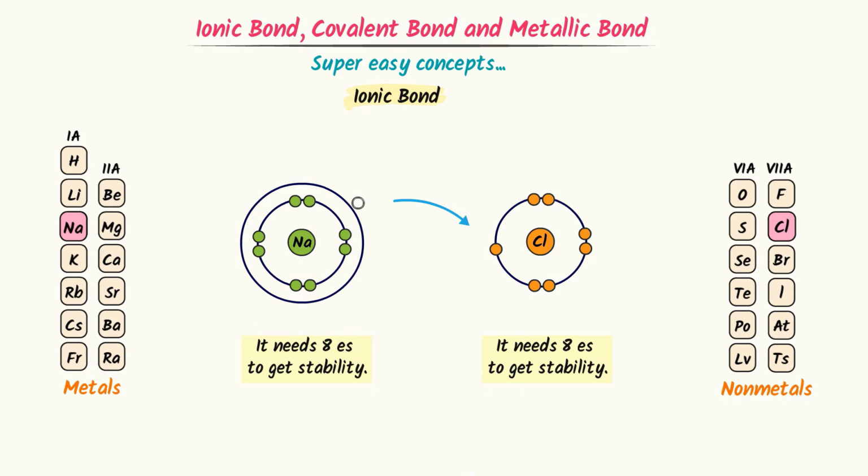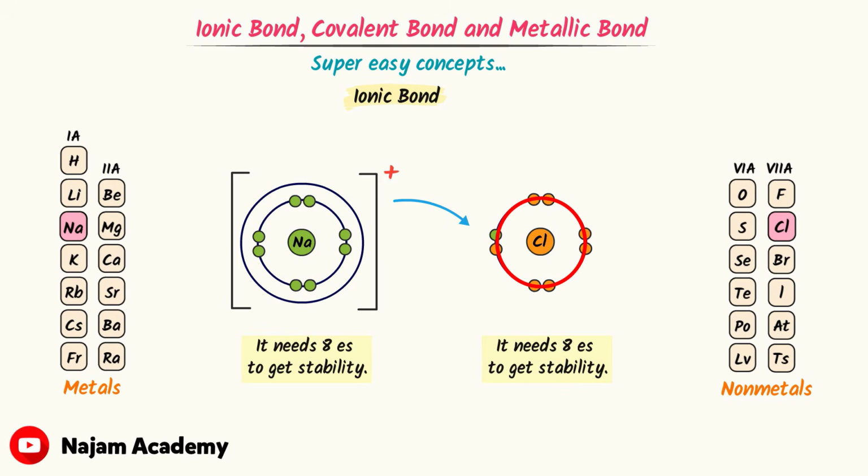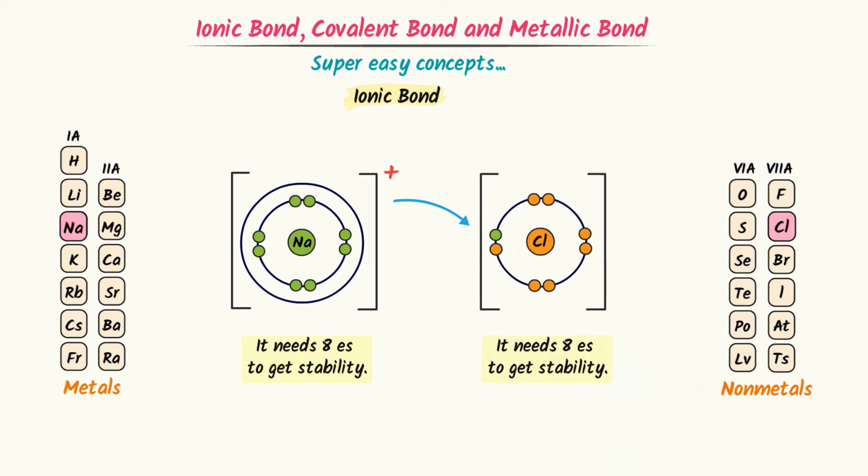Sodium will lose this electron, due to which a positive charge appears on sodium. Secondly, there are 7 electrons present in the outermost shell of chlorine. Chlorine will gain this electron of sodium, due to which a negative charge will appear on chlorine.